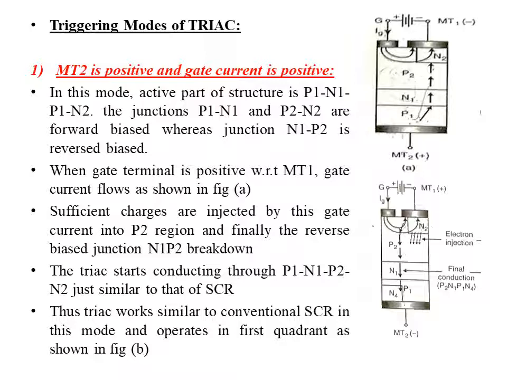Thus, triacs work similar to a conventional SCR in this mode and operate in the first quadrant, as shown in figure B. That is, if we see the VI characteristic for mode 1, that is MT2 is positive and gate current is positive, then the triac operates in the first quadrant.